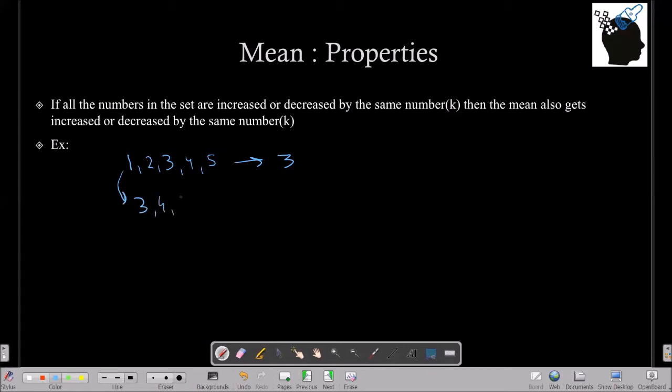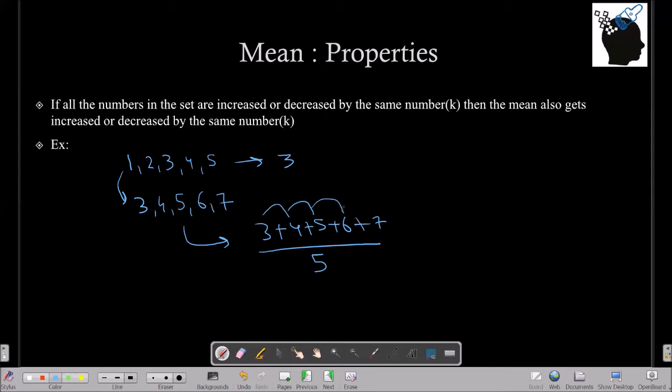So the new set becomes 3, 4, 5, 6, 7. Let's try to find out the mean of this set, which is nothing but sum of all the values divided by total number of values, which is 7 plus 5, 12, 12 plus 6, 18, and 18 plus 7, 25 by 5, which is nothing but 5.